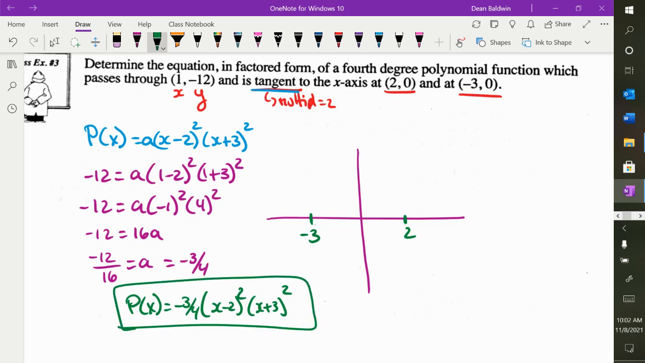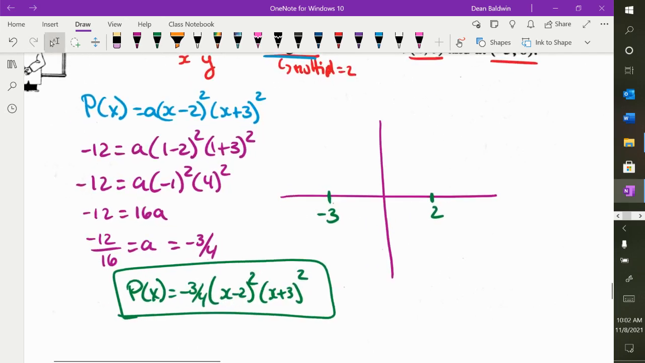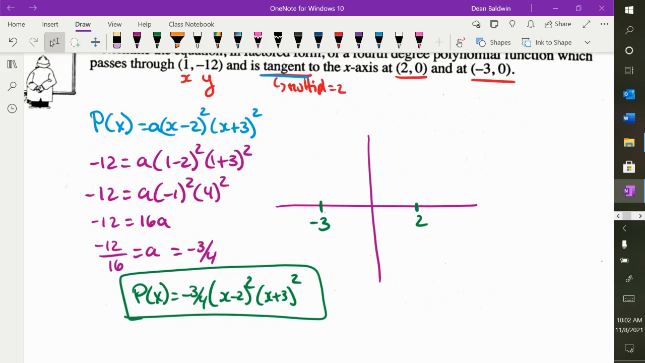Okay, what's the degree of this graph? 4. What's the leading coefficient? Negative. So both arms have to be down. So we come up, we have a bounce, we have a bounce. Graph looks like that. How can you check your answer?